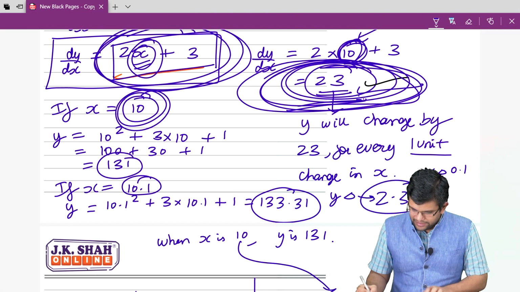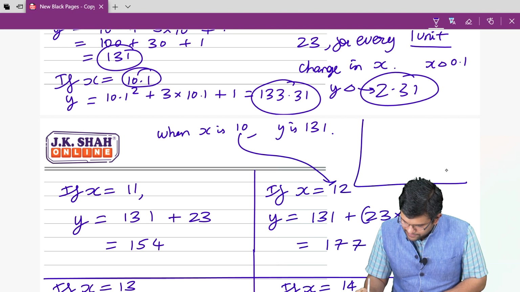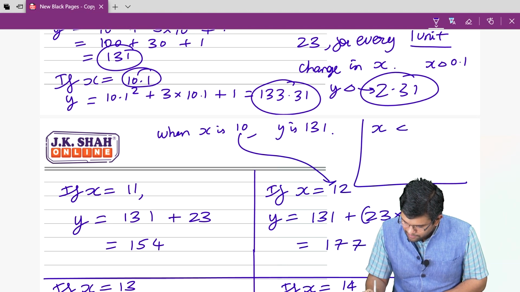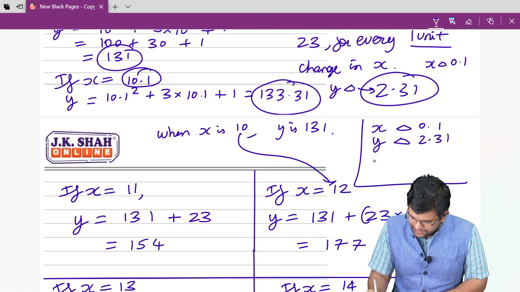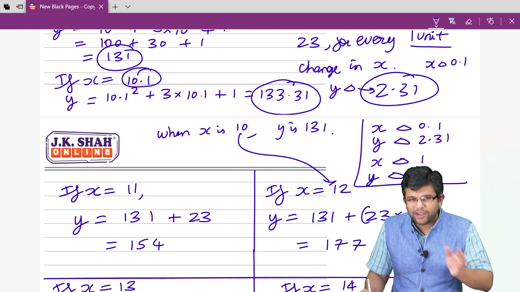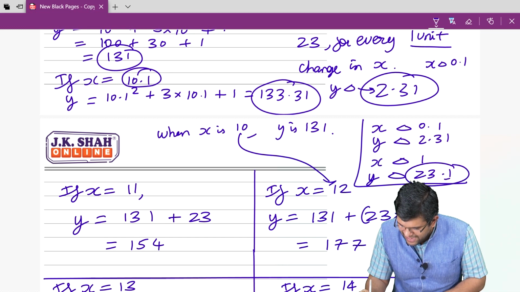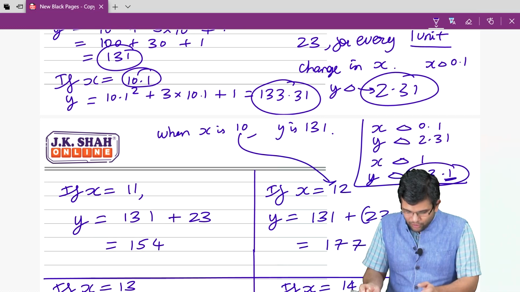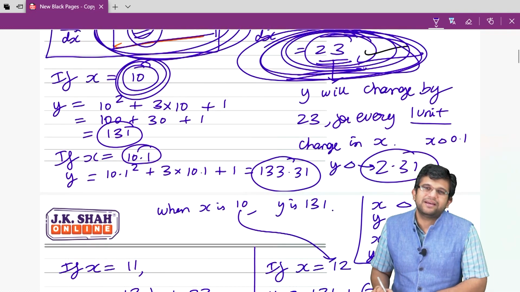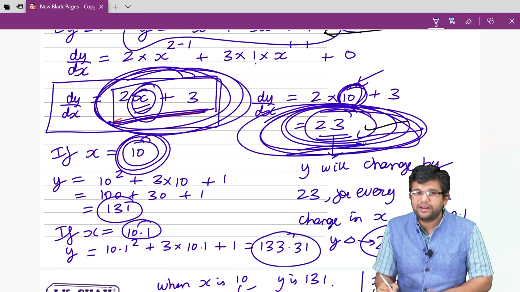Which means, children, I can just write it down here. If x is changing by 0.1, y is changing by 2.31. This means, children, if x is changing by 1, y will change by, cross multiplication, 23.1. This 23.1, can you see slight changes there here also? Because in this also the x is changing, right? Everybody clear? So this derivative, children, is not constant.